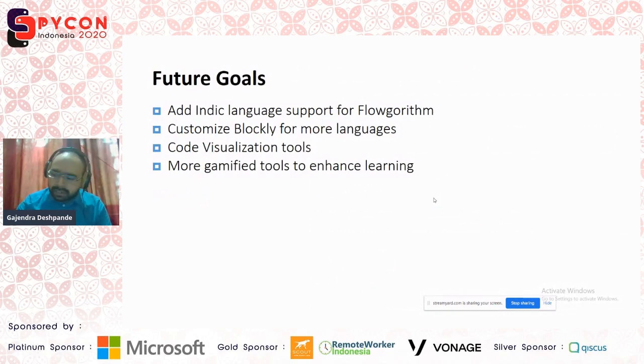So the future goals are to add Indic language support for Flowgorithm, then customize Blockly for more languages. When I say add Indic language support, we want to add several of our local languages to Flowgorithm, which will help us reach more students and introduce computing to more students in our country. And customize Blockly for more languages. As you have seen, it has support for only a few languages, so if you want, you can add more support there. It can be a good open source project.